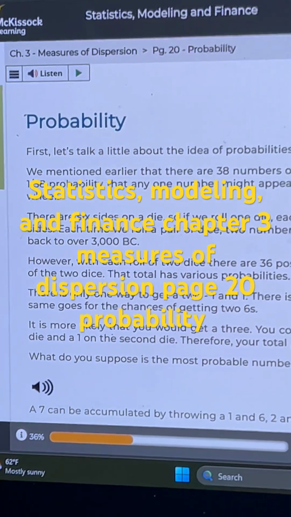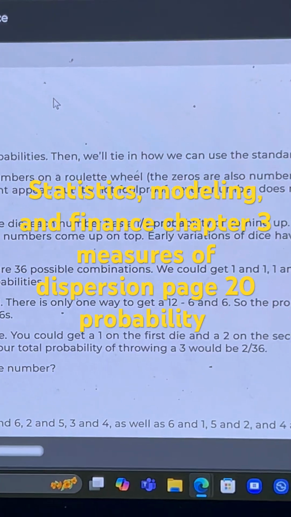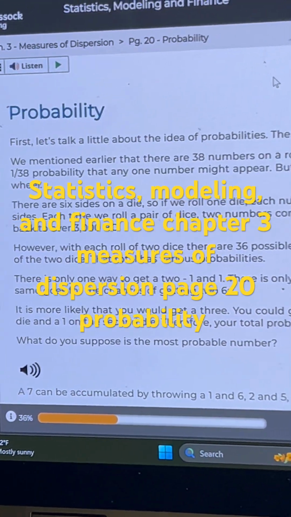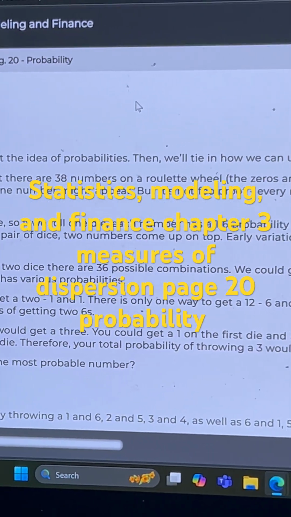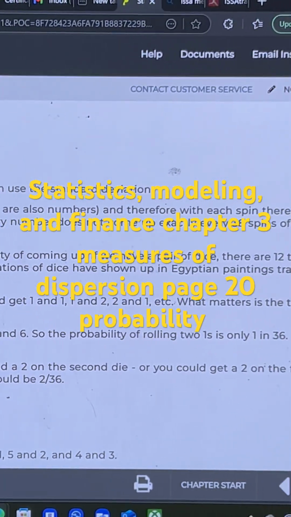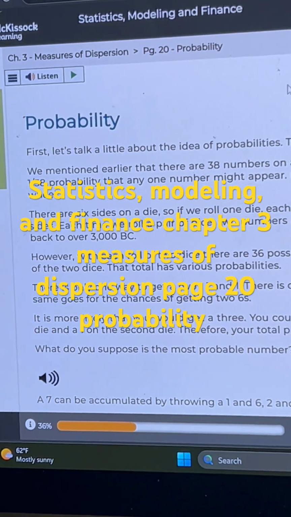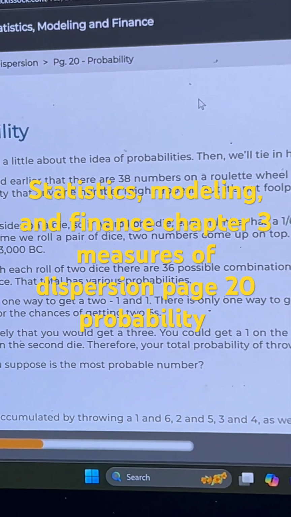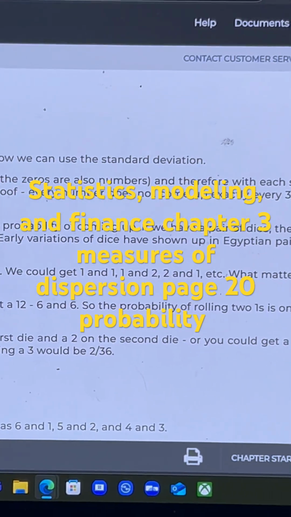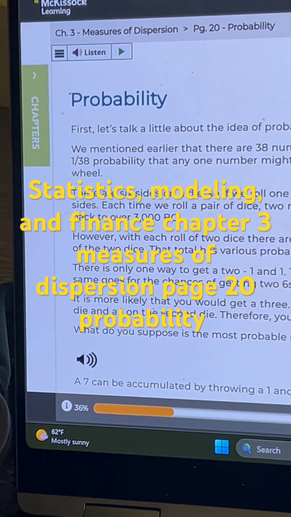Probability. First, let's talk a little about the idea of probabilities. Then we'll tie in how we can use the standard deviation. We mentioned earlier that there are 38 numbers on a roulette wheel. The zeros are also numbers. And therefore, with each spin, there is a 1 out of 38 probability that any one number might appear. But it's not foolproof. Every number does not come up exactly every 38 spins of the wheel.